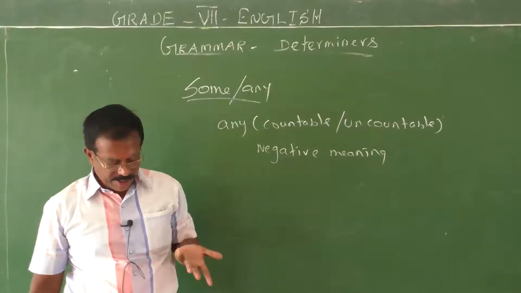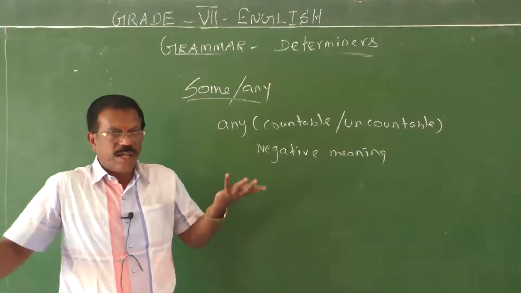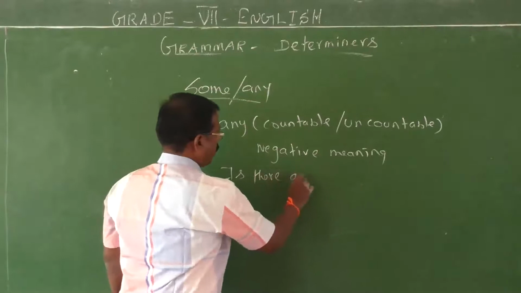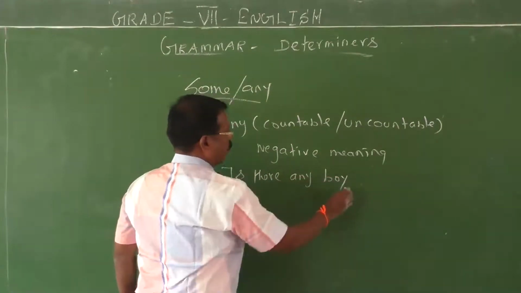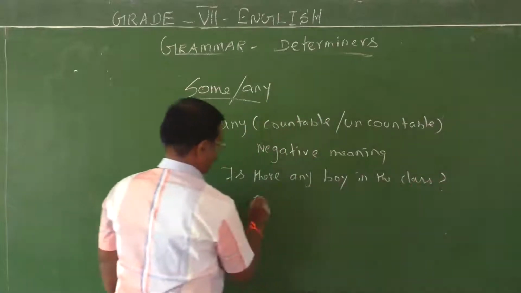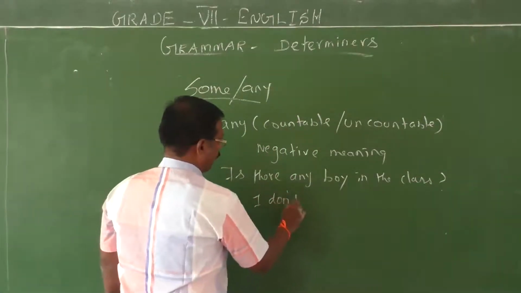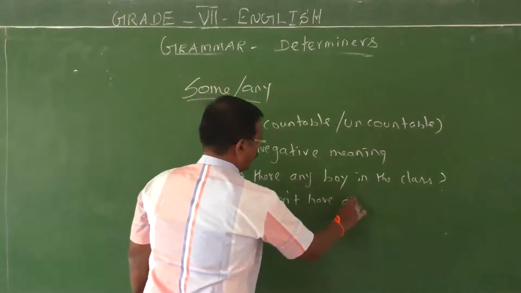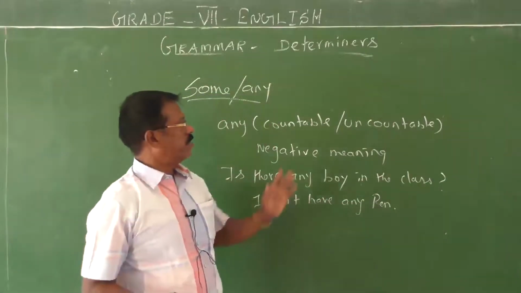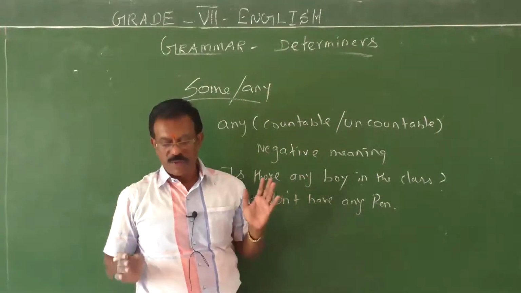Is there any boy in the class? I don't have any pen. See, is there any boy in the class? I don't have any pen. Okay, so it gives you negative meaning. It is used before both countable and uncountable nouns.